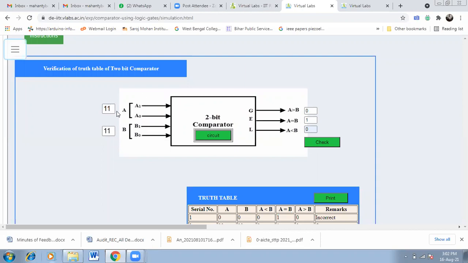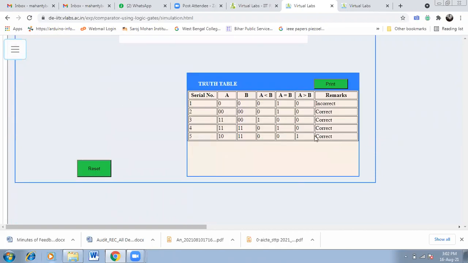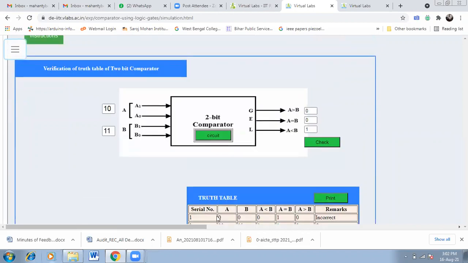Not necessarily all the bits should be similar. Now see, this is 1, 0, and this is 1, 1. Which one is greater? B is greater. So A is less than B, so that means that should be 1. Any other cases should be 0. So see, now check it. This is correct. So you have to use your common sense. Nothing more than that.